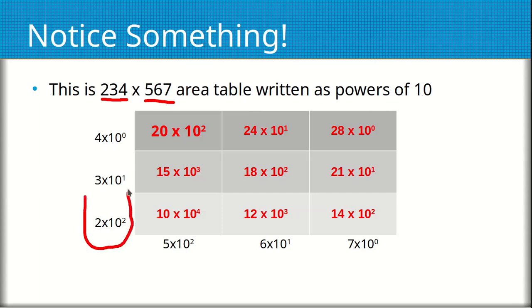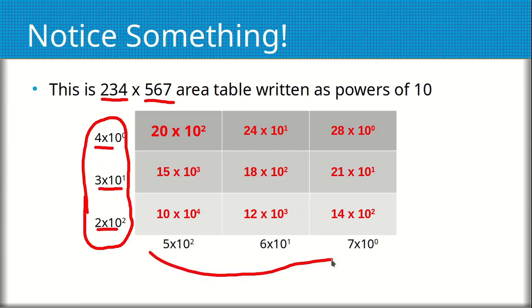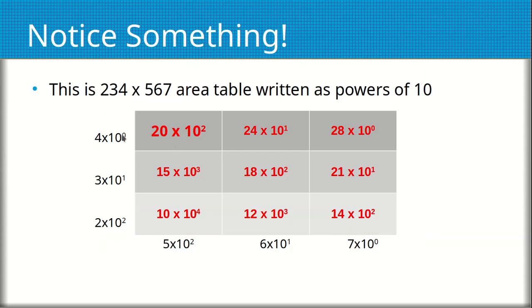So this is 234 right there. And this here at the bottom is 567. When we do each column, we multiply 7 times 4, for example, we get 28. 7 times 3 is 21. 7 times 2 is 14. But the powers have to be kept in mind. So if you do 10 to the 0 times 10 to the 2, you add the exponents. So this becomes 10 to the 2. And so on throughout the table.